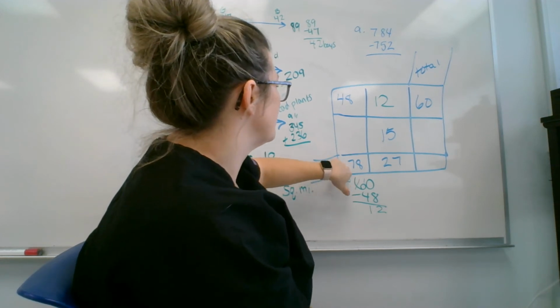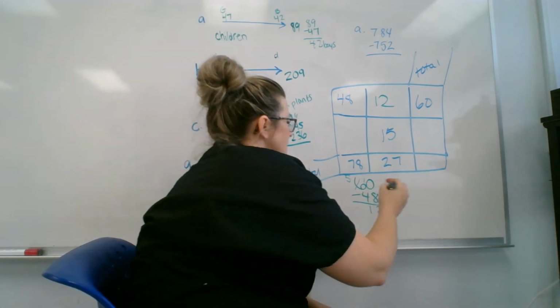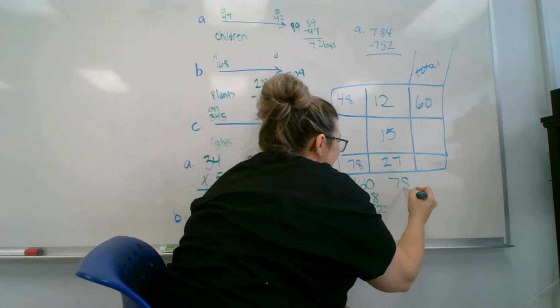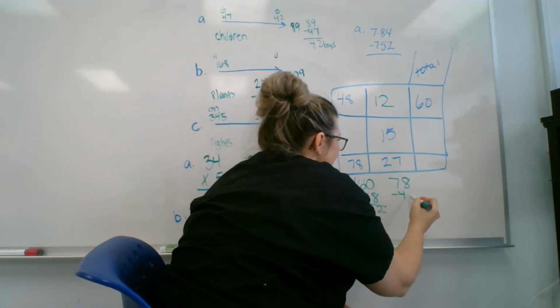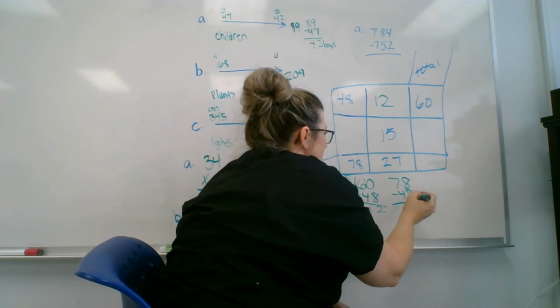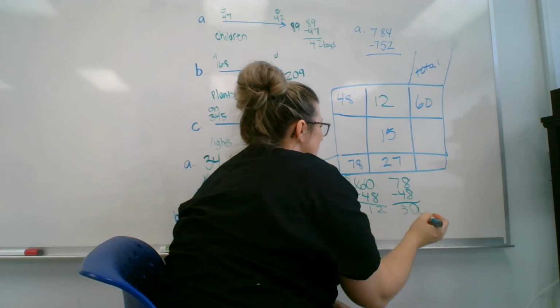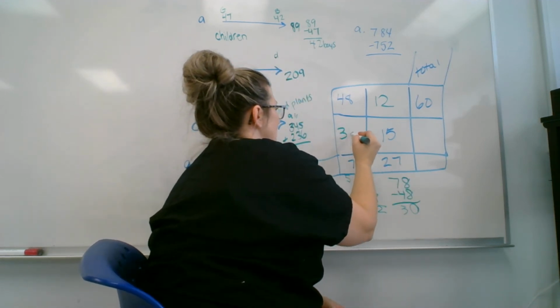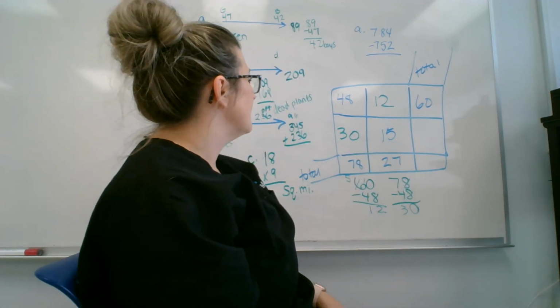So I have to subtract 48 from 78. 78 minus 48. 8 minus 8 is 0. 7 minus 4 is 3. All right, so I'm going to plug that in.